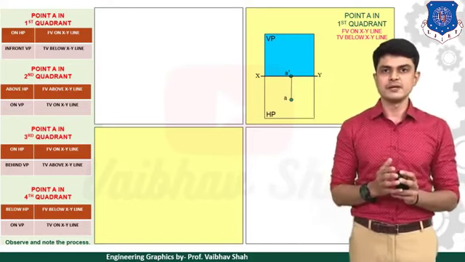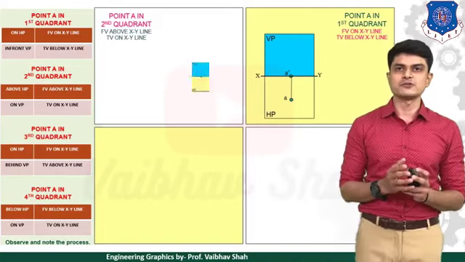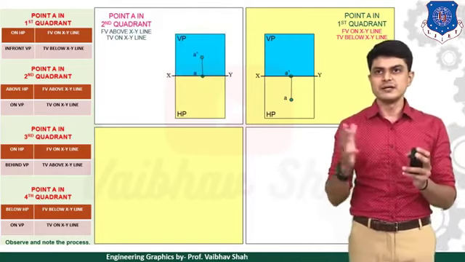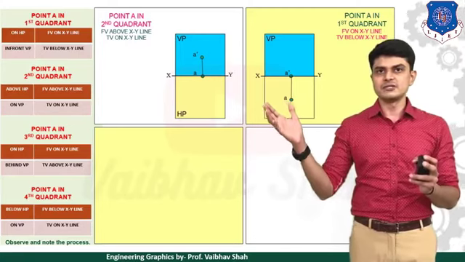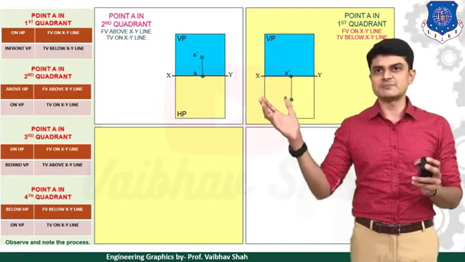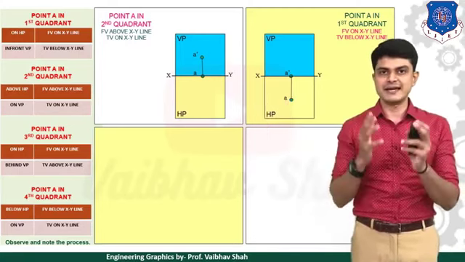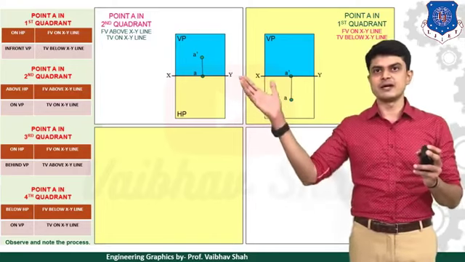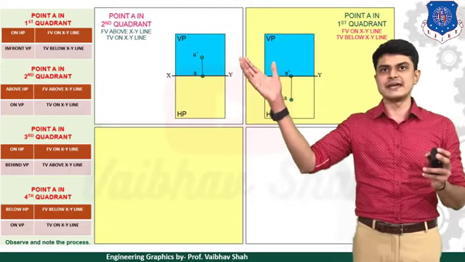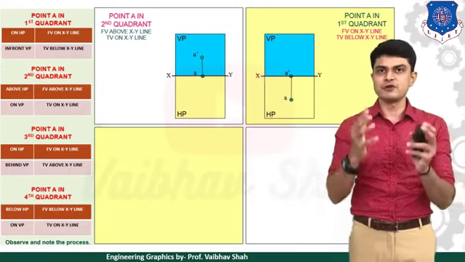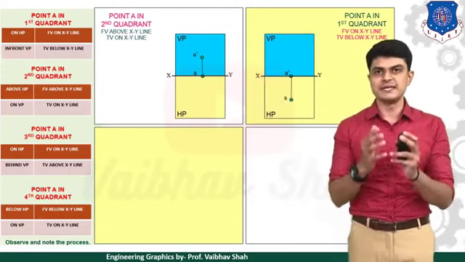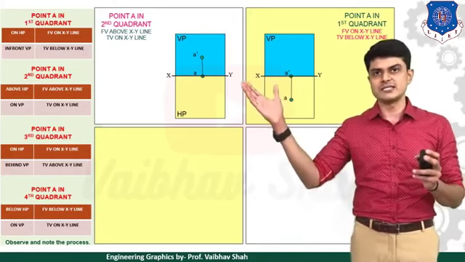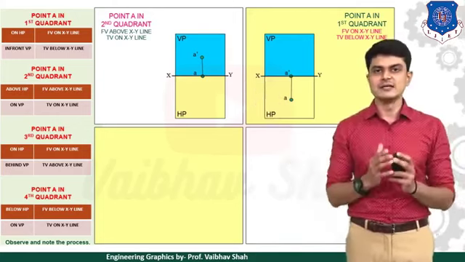So you need to remember that. Now let us see for the second point. Suppose your point is in the second quadrant, but here, as you can see from the table on the left, your point is above HP but on VP. In that case, if your point is above HP, then your front view would lie above the XY line. As you can see, A dash point is above the XY line. And if your point is on VP, that means your top view would lie on the XY line. As you can see, point A is on the XY line.